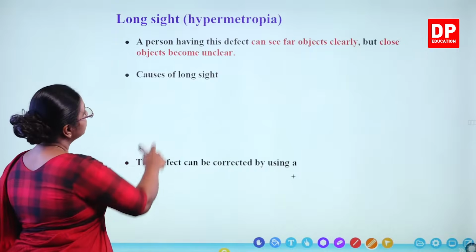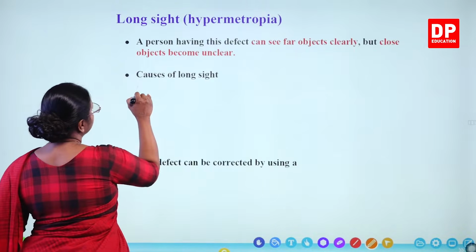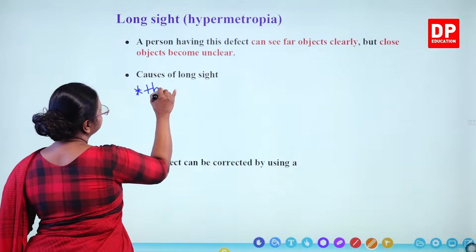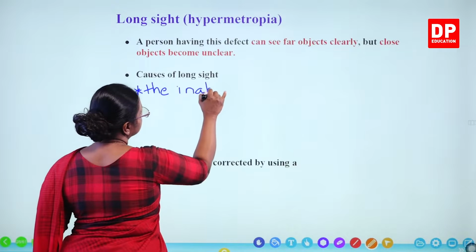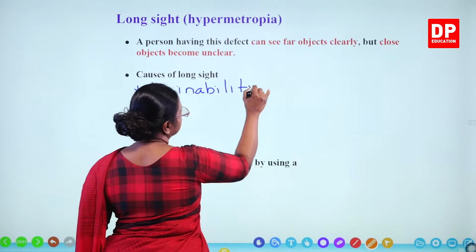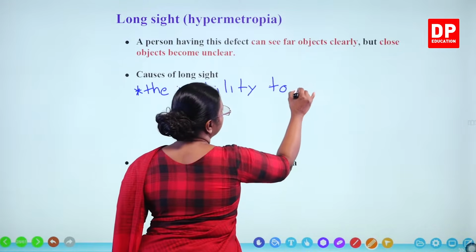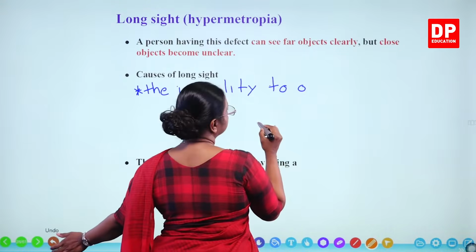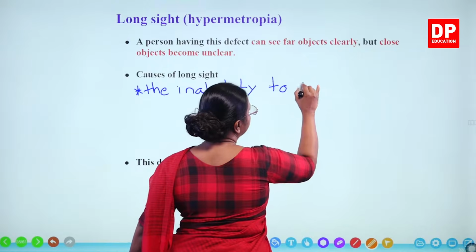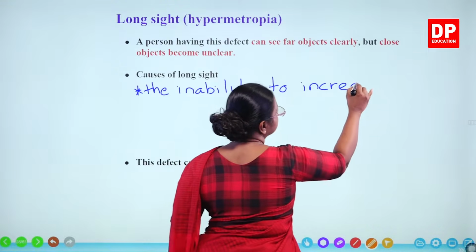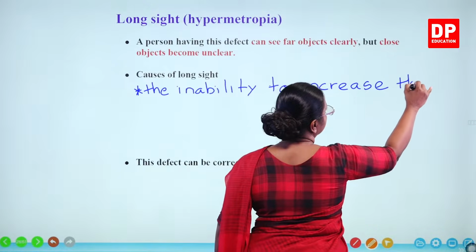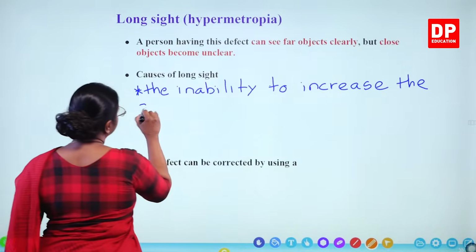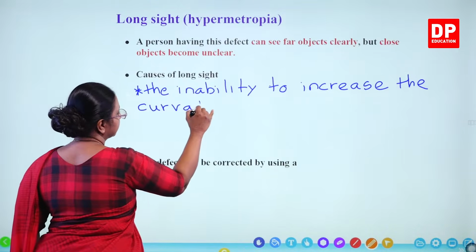So one cause of long sight is the inability to increase the curvature of the lens.